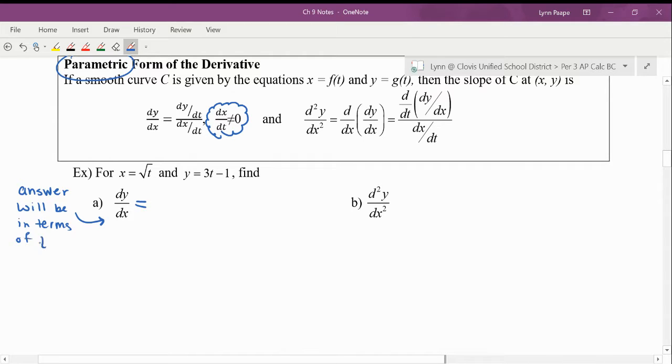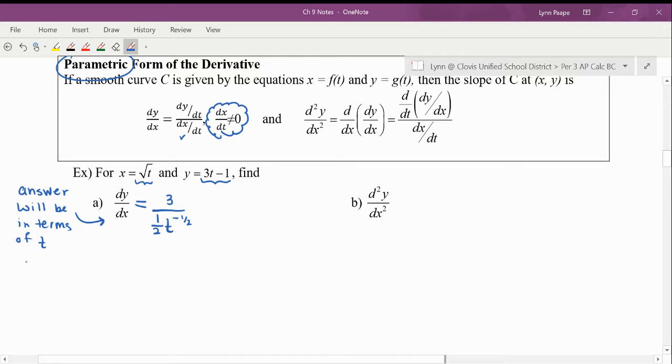So keep that in mind. Okay, so then we're just going to take the derivative of 3t minus 1, which is 3, and then we're going to divide that by the derivative, so dx dt, so the derivative of x with respect to t. So then that would be 1/2, and then t to the negative 1/2 power.